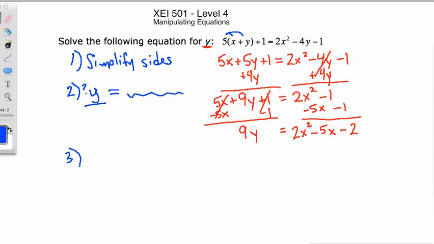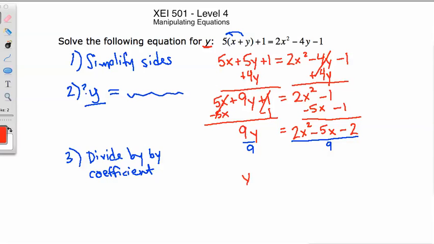Next step here is we just need to divide by the coefficient, or in this case 9. Coefficient means the number that's attached to the variable. So in this case we're dividing by 9 on both sides, and remember, if we divide by 9, whatever operation we do, it happens to the whole side. So our answer is going to be y equals 2x squared minus 5x minus 2 all over 9.